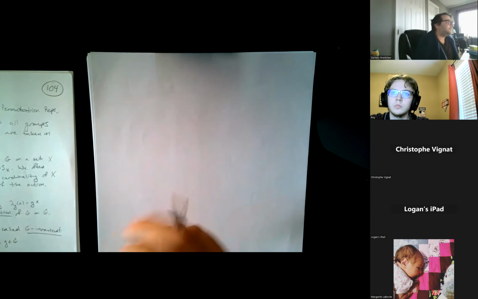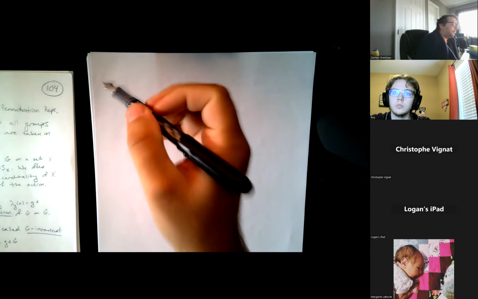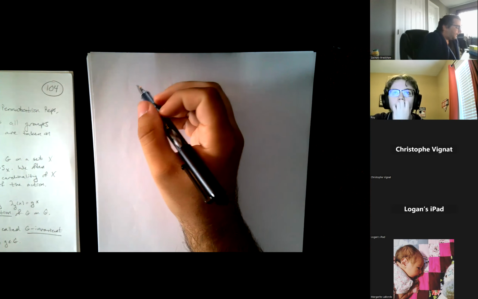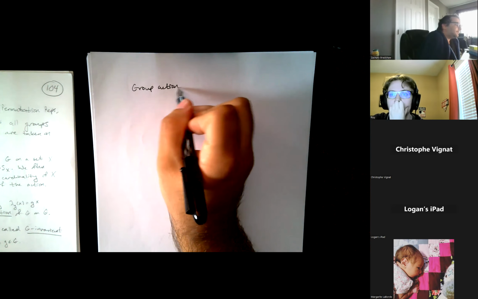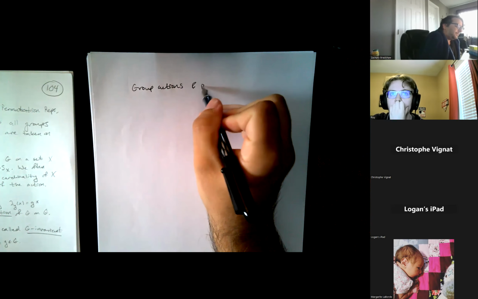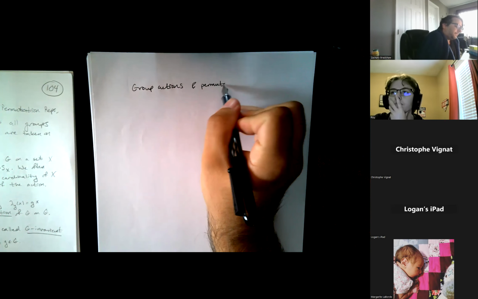All right, so welcome back. This is the ninth lecture in the representation series where we go through Steinberg's book. And today we're going to talk about what are called group actions and permutation representations.